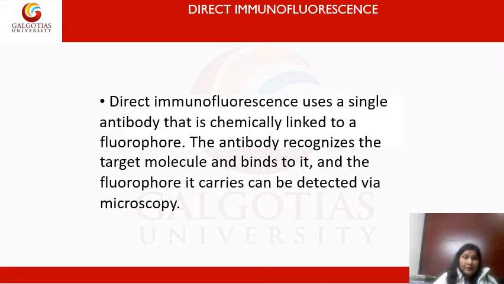If you remember, we have learned about direct ELISA as well as indirect ELISA. Similarly, this FIA, fluoroimmunoassay or immunofluorescence, is also of two types. The first is direct immunofluorescence and the second is indirect immunofluorescence. So let's first understand what is direct immunofluorescence. Direct immunofluorescence uses a single antibody that is chemically linked to a fluorophore. The antibody recognizes the target molecule and binds to it, and the fluorophore it carries can be detected via microscopy.